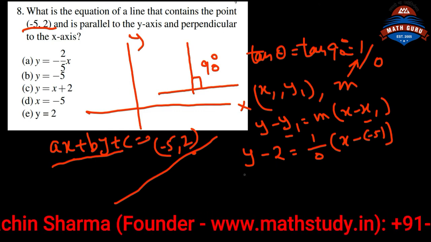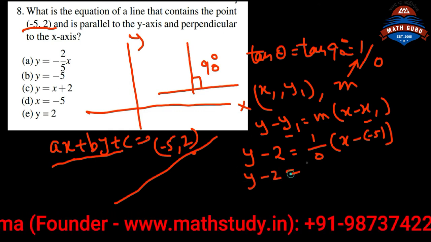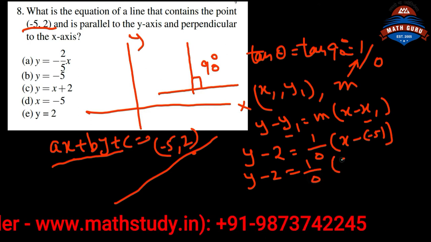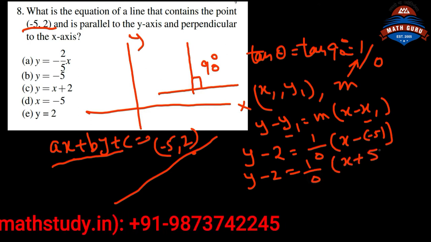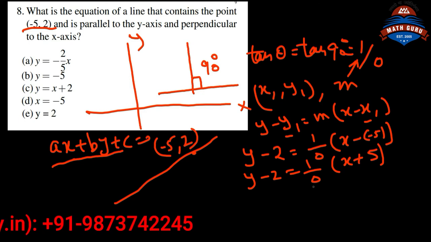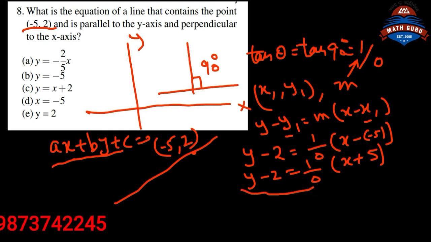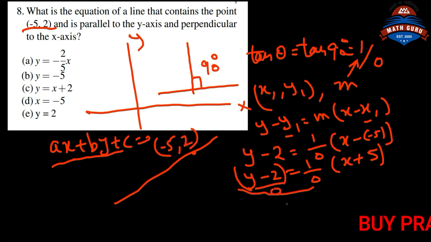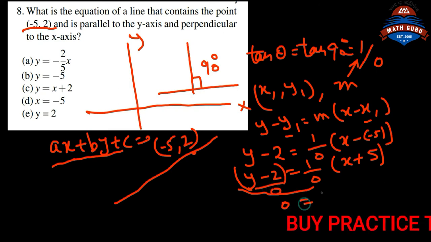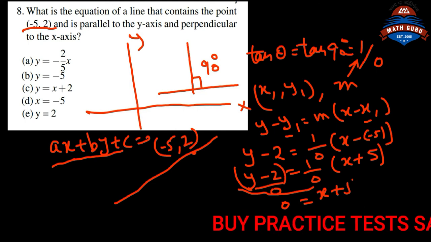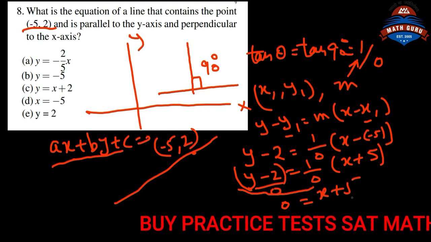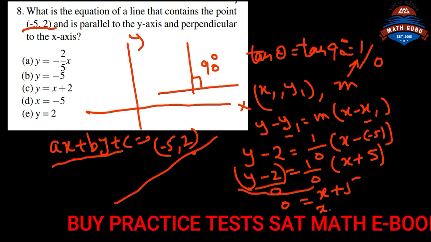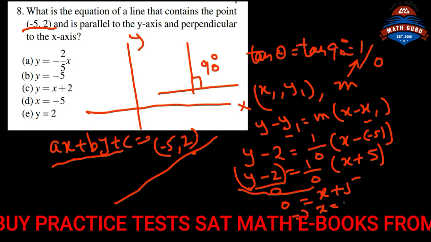So what is the result here now? y minus 2 is equal to 1 by 0 (x plus 5). Okay students, so this is our result. Now when we multiply this 0 with these two terms, the LHS part will become 0 here. So the equation will become 0 is equal to x plus 5, or we can say x is equal to minus 5, right? So this implies x is equal to minus 5.